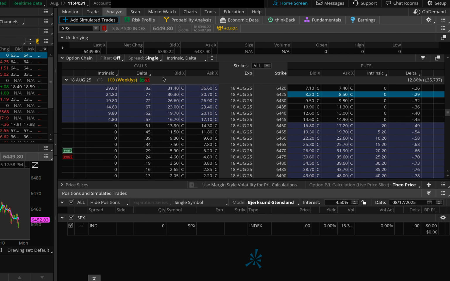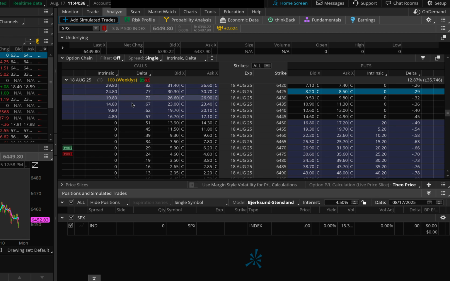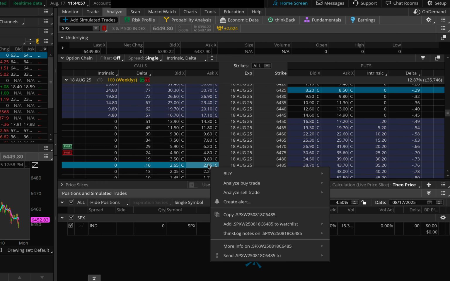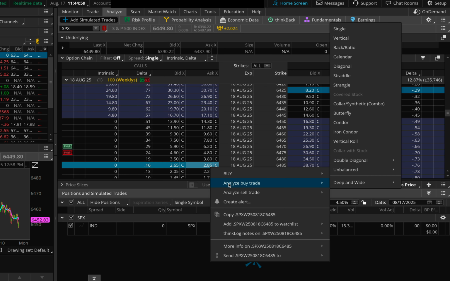To get started, I would just scroll down the delta column here on the call side. I'm doing a call unbalanced condor. I want a bullish trade. I'll come down to a delta of, let's just start with 19. Well, let's do 16. So I'll come to the 16 delta and right click here and say analyze by trade. I'll come over to where it says unbalanced, and when I put my mouse over unbalanced, you can see this little window opens up and I'll select condor. So we're analyzed by trade, unbalanced, condor.